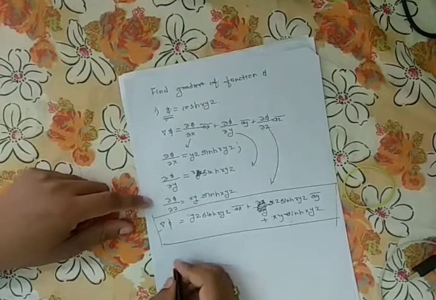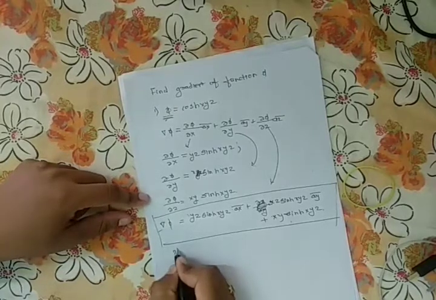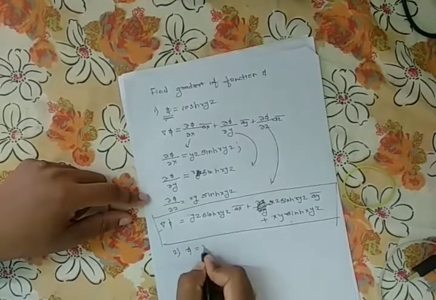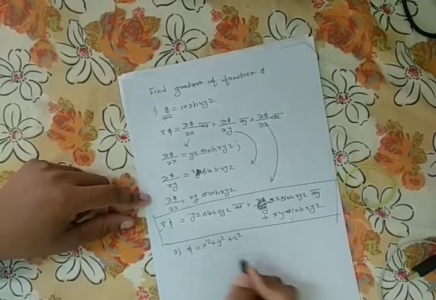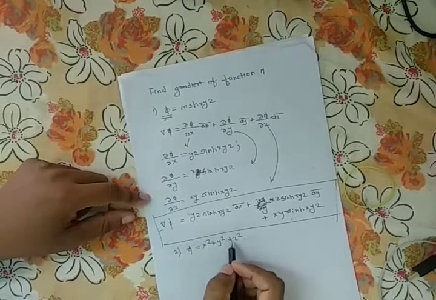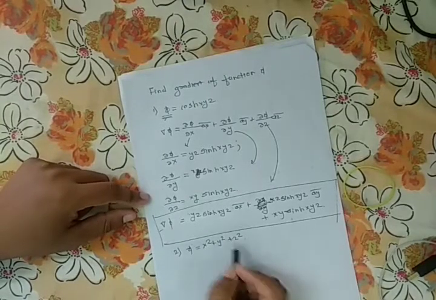Now you solve another example. I will give you another example. φ is equal to x square plus y square plus z square. Just solve this example and give me the solution on my personal WhatsApp number.